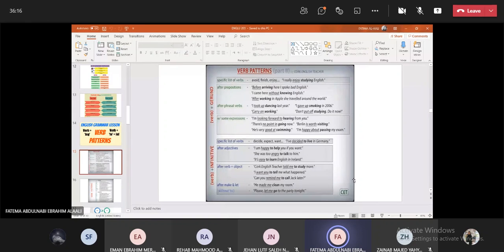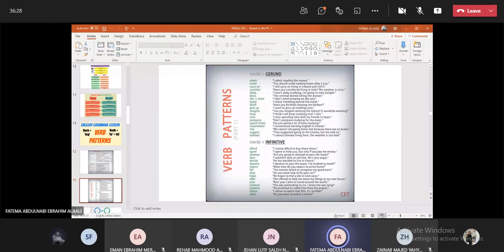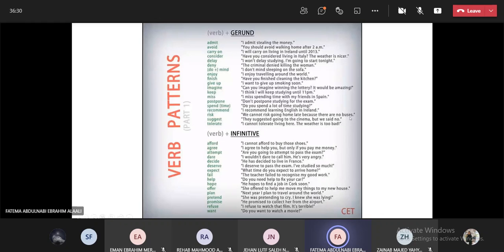We cannot add to clean or to go to the party tonight. Okay, so this one is included after the verbs plus infinitive without to. So here we have the list. After these verbs we have the gerund, and after the verbs at the bottom, we have to plus infinitive. Okay, you have to memorize these lists.